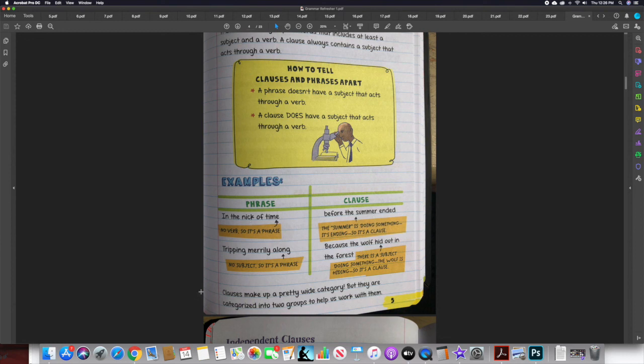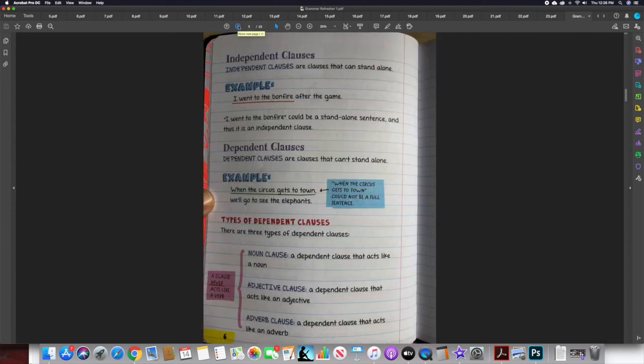Okay? Clauses make up a pretty wide category, but they are categorized into 2 groups to help us work with them: independent and dependent. Independent clauses are clauses that can stand alone. Basically, they are sentences. I went to the bonfire after the game. I went to the bonfire could be a standalone sentence, and thus it is an independent clause. Dependent clauses are clauses that cannot stand alone. When the circus gets to town, we'll go to see the elephants. When the circus gets to town could not be a full sentence.